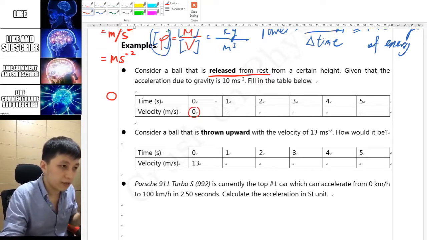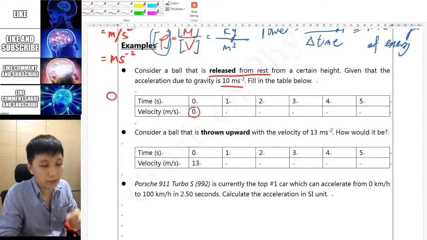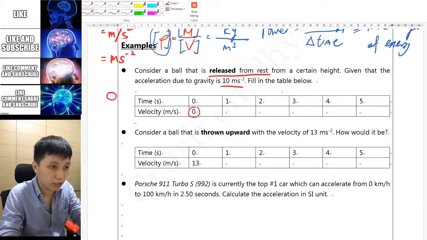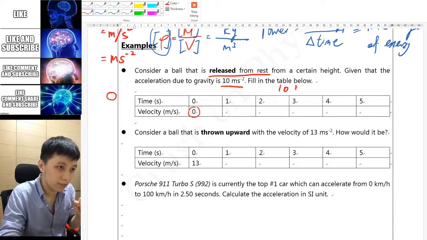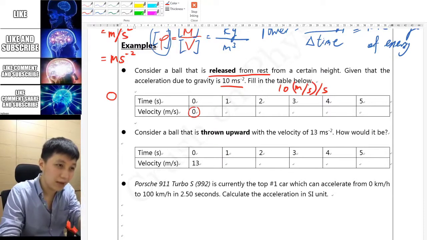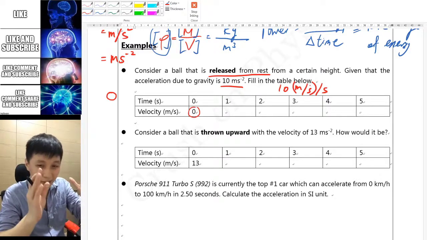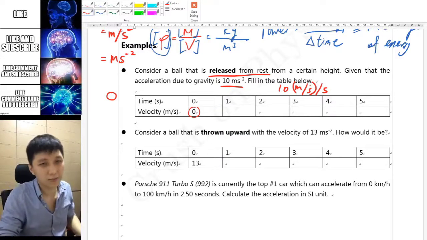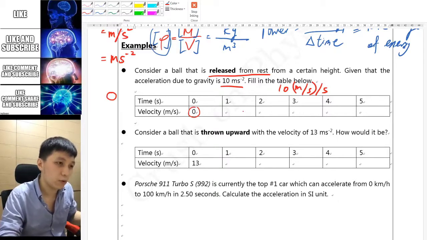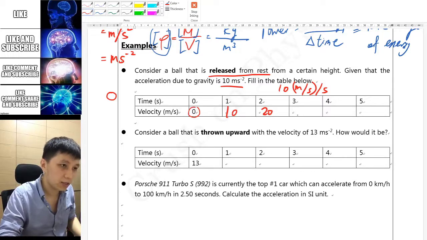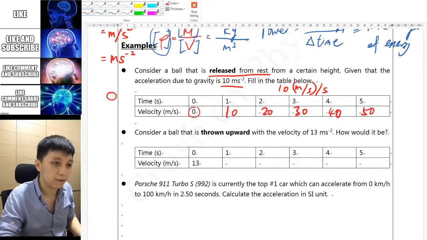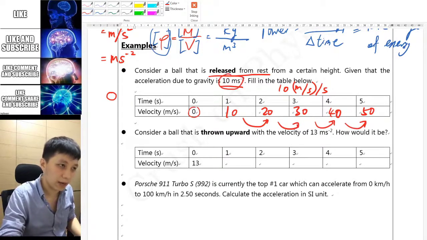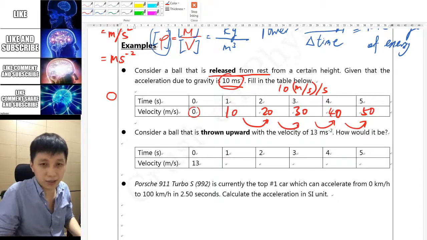And it said given that the acceleration is 10 meters per second squared, that means for each second, because when you interpret it, you can see it as 10 meters per second per second. So that means for each second, you change 10 meters per second, because 10 meters per second in itself is the velocity. So for each second, you increase 10 meters per second. So that's why in this table, what you can fill up is 10, 20, 30, 40, and 50, because every time you just plus 10. And this is what it means by having 10 as the acceleration.